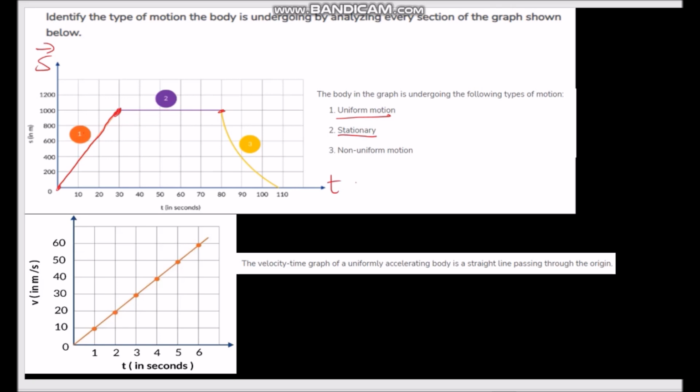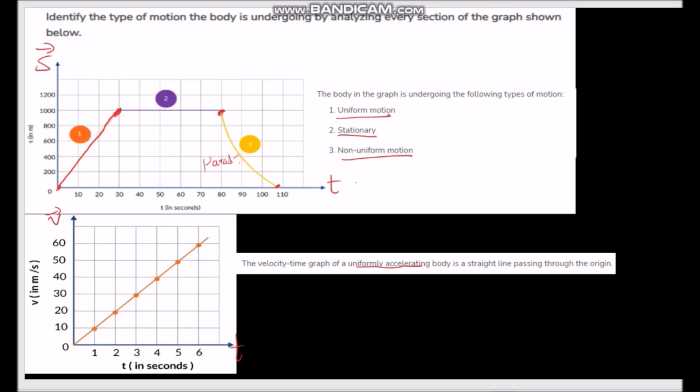And from this point to the end, at point 3, it's non-uniform motion, which is parabolic. On the other hand, here is the velocity time graph. The velocity time graph of a uniformly accelerated body is a straight line passing through the origin. If you see this graph, it's a uniformly accelerating body, a straight line passing through the origin.